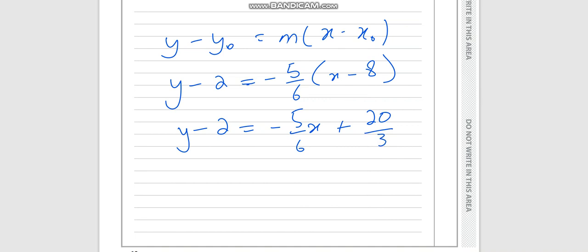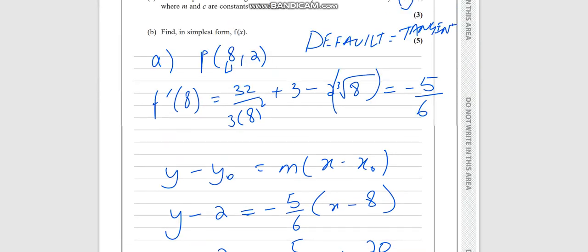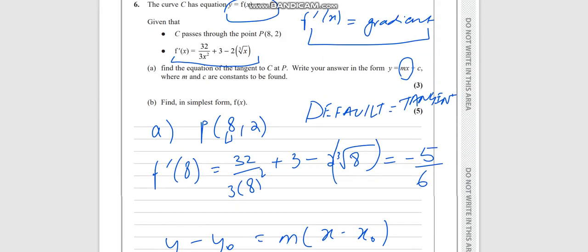And now to find y, I'll just take this 2 over to that side. So y is equal to minus 5 upon 6 x plus 26 over 3. So this is the equation we are looking for, in the form y equals mx plus c. Yes, so that's our 3 marks, easily scored.